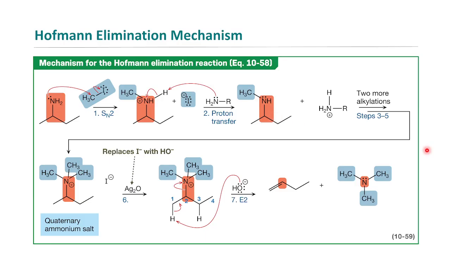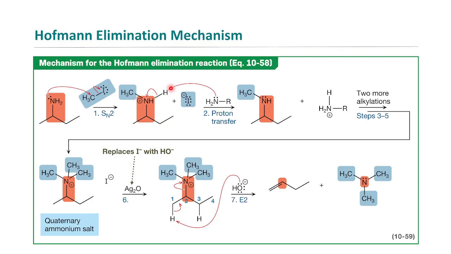And so this right here is going to be our mechanism. The first thing we're going to get is an alkylation, and that's going to give us our ammonium salt here. The ammonium salt is this, the ammonium, and then this is the iodide, so that'll give you the salt all together. So what's then going to happen is we have this hydrogen that's acidic.